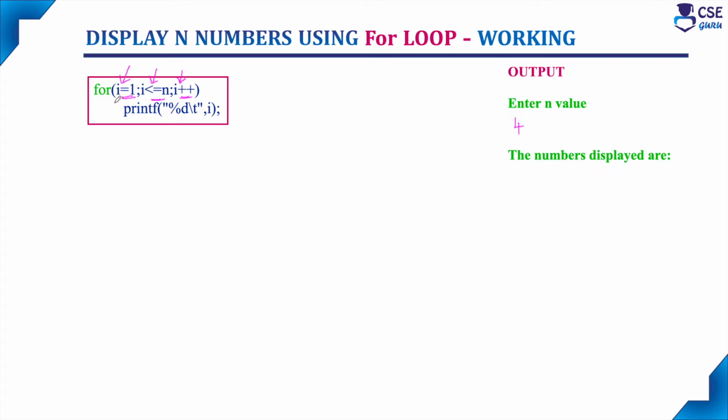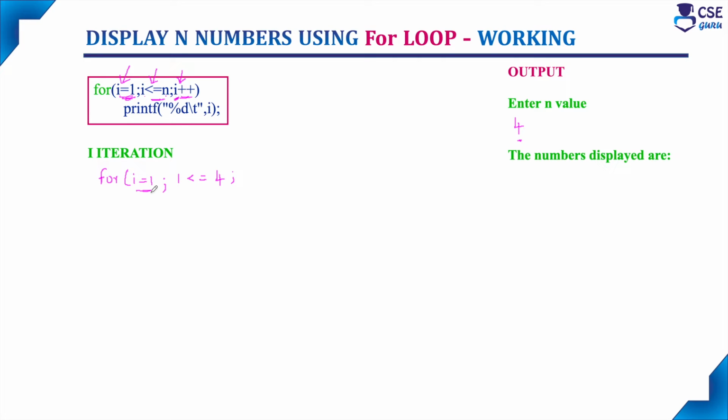Now if we consider the initial iteration, as the first iteration: initially i value is 1, that is initialized here, and i less than or equal to n, that is, 1 less than or equal to the n value, which is 4. In the first iteration, the initialization is required only at the first iteration. From the next iteration onwards, only the updated value of i we are going to use.